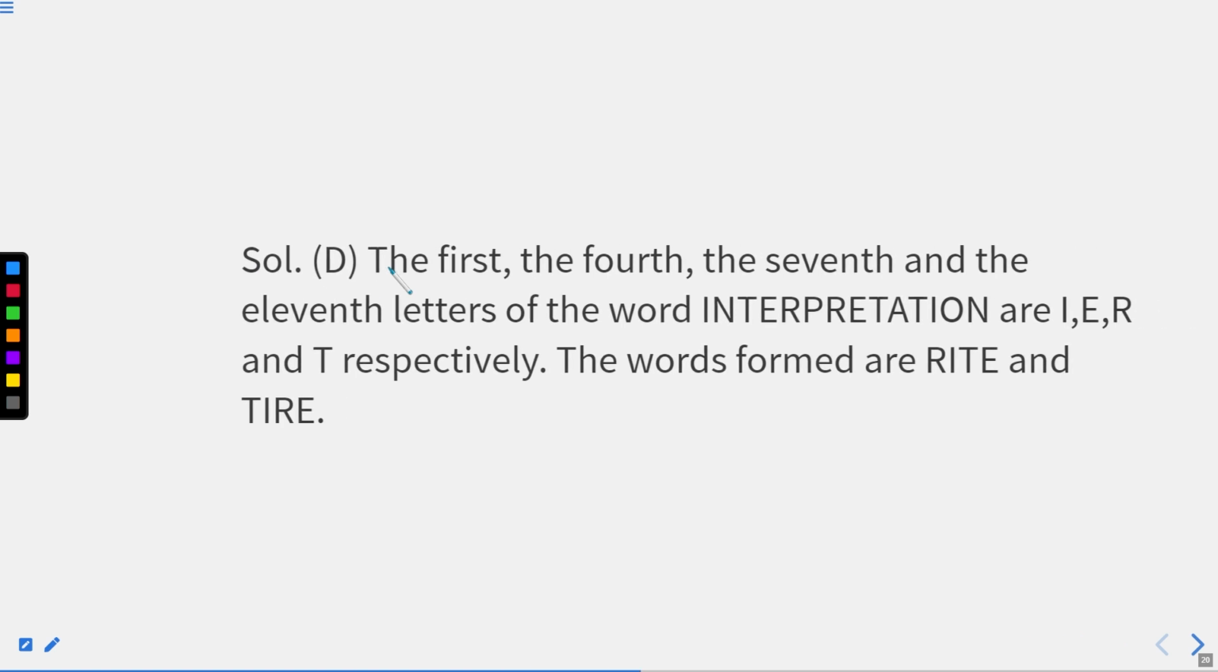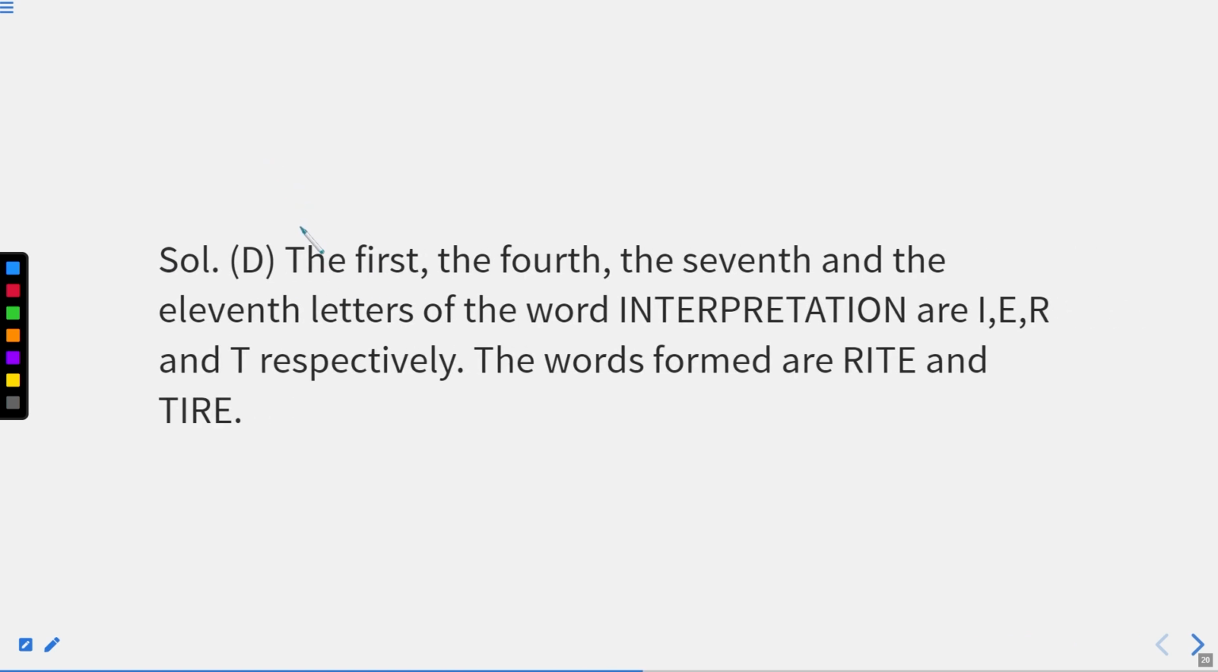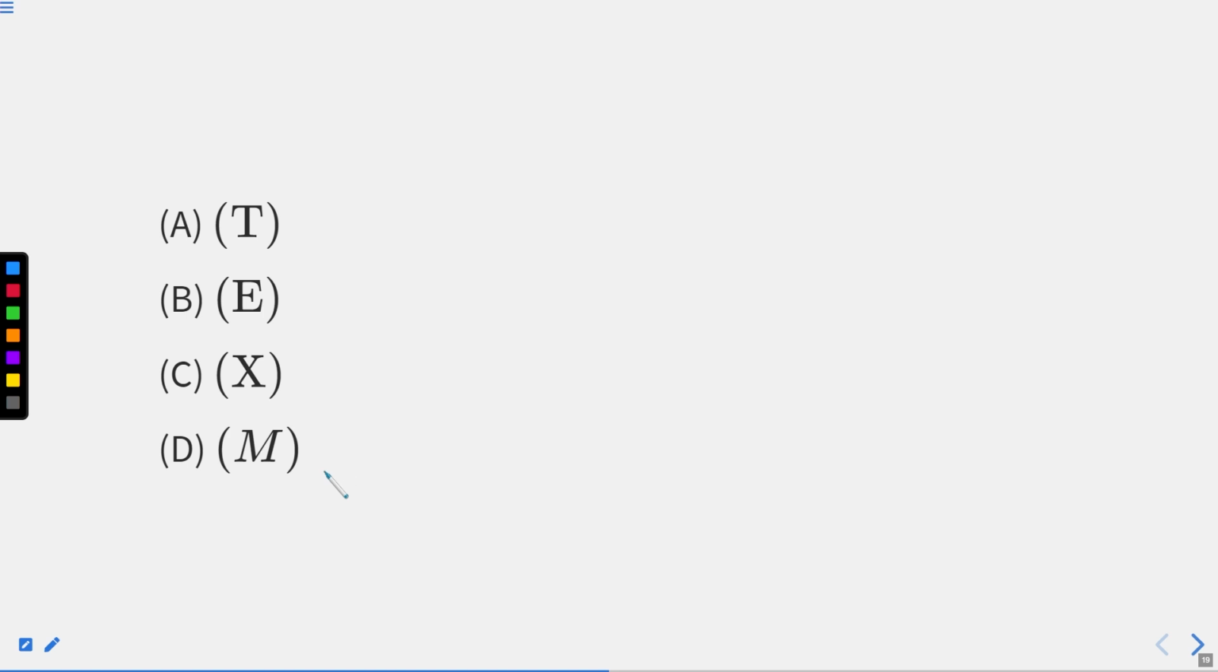We'll move to the solution part. We have M, X, E, T in the options. Now we'll check whether we are able to form meaningful words or not. So the 1st, 4th, 7th and 11th letters are I, E, R, T. So respectively, if we form a word, we are able to form the first word as rite. And we are able to form another word, that is tire. As we read in the question, if we are able to form more than one word, then we'll mark our answer as M. So if we move back to the question, option D says M, right? So this is going to be our answer.